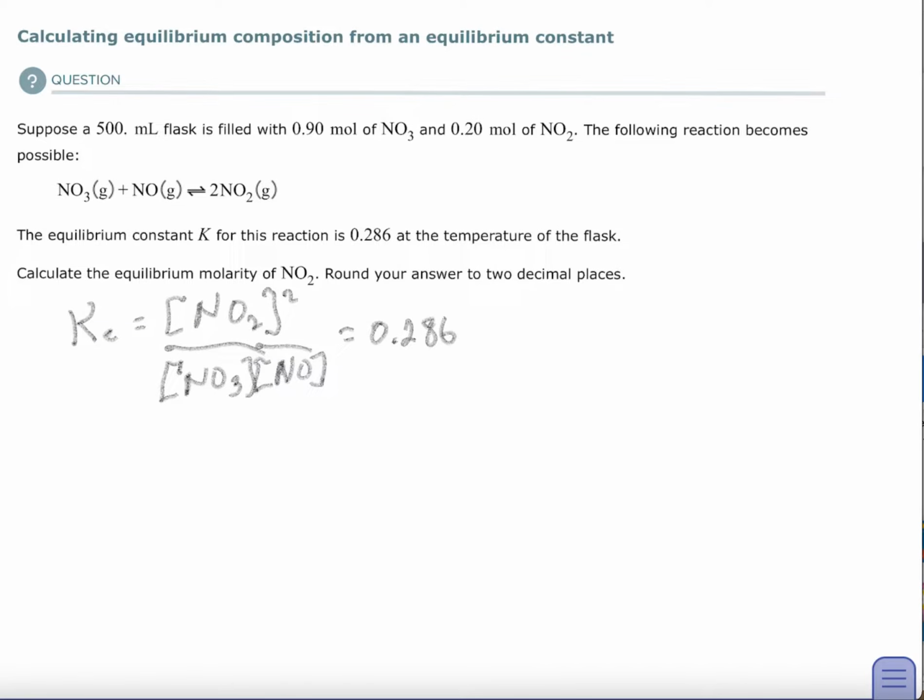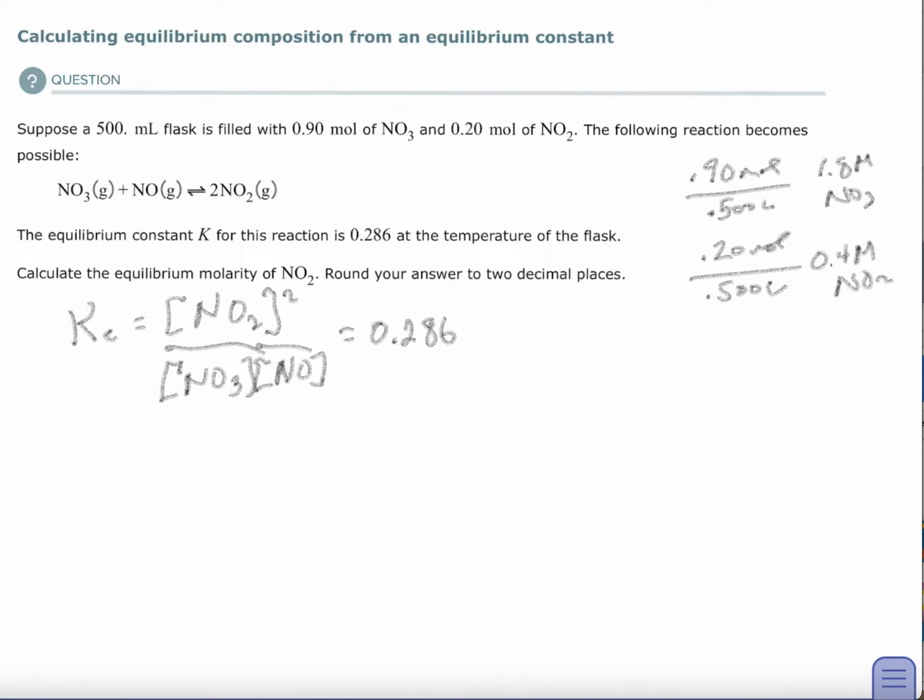So I can go ahead and do that. We see that I've got 0.90 moles divided by 0.500 liters gives me 1.8 molar, and that's NO3. And then I'm going to do it again, 0.20 moles divided by 0.500 liters is 0.4 molar NO2. Okay, so I'm going to use that.